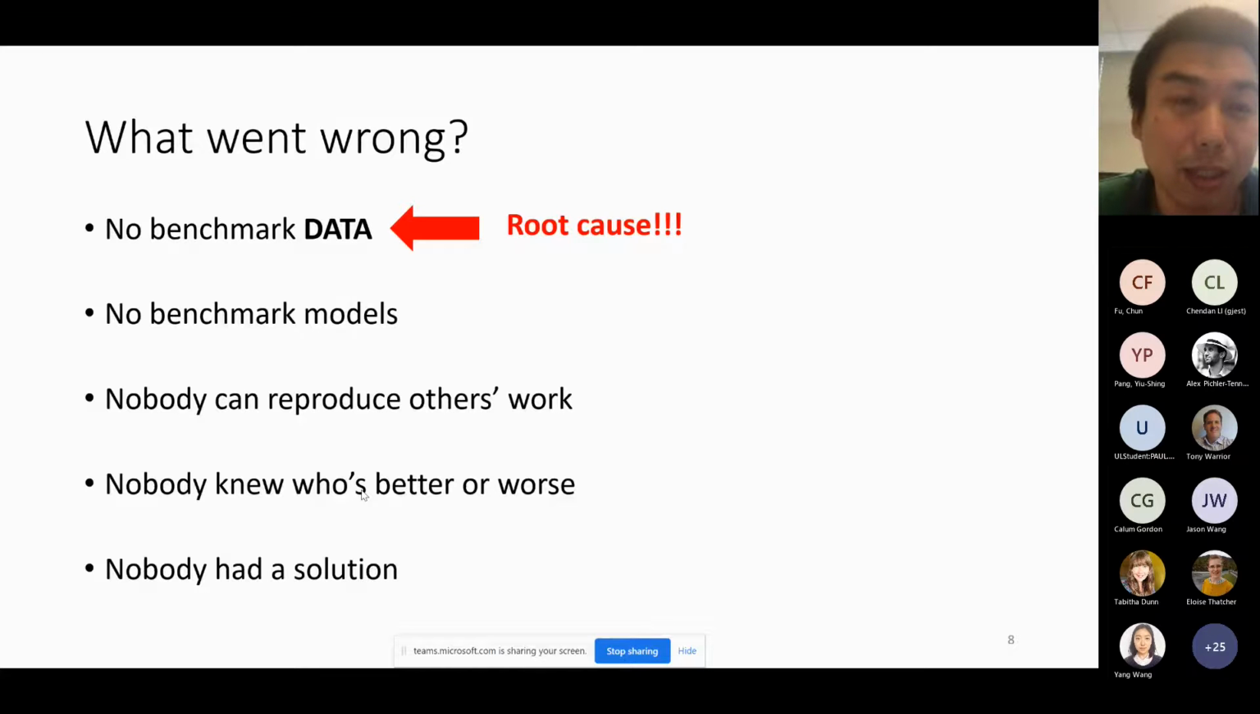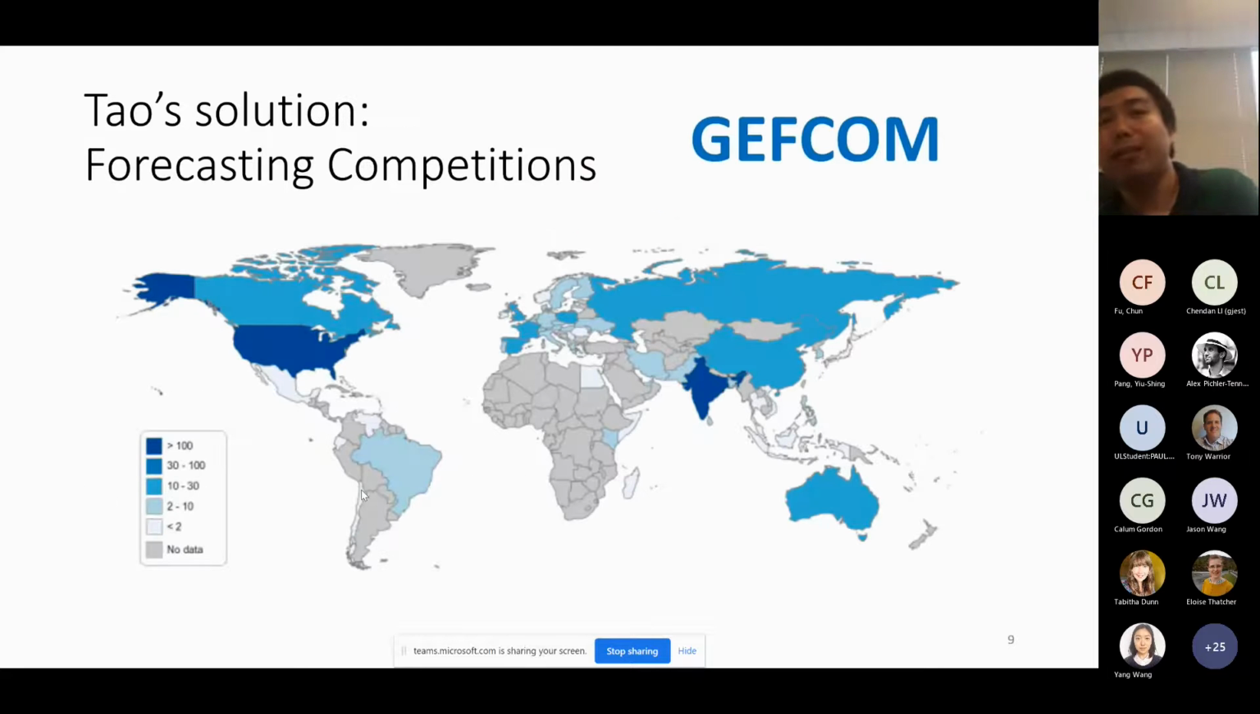Again, if the data is not there, you can't make an apples-to-apples comparison. So I thought about it, I proposed a solution, and I implemented the solution. I think we should run forecasting competitions at that time. So I started a competition series called the Global Energy Forecasting Competition. It started in 2012.